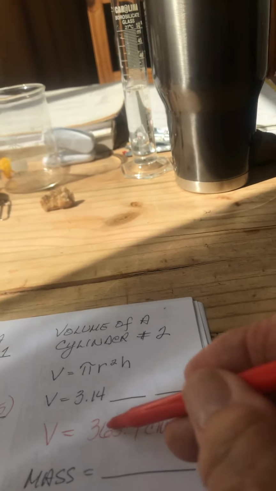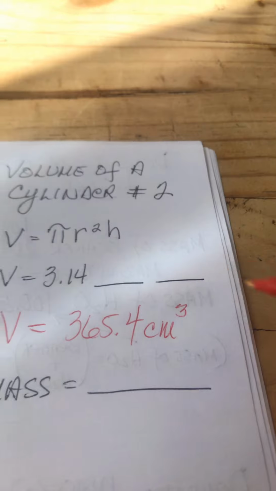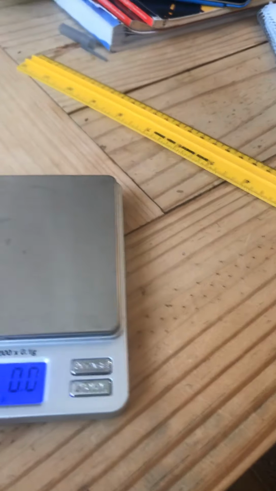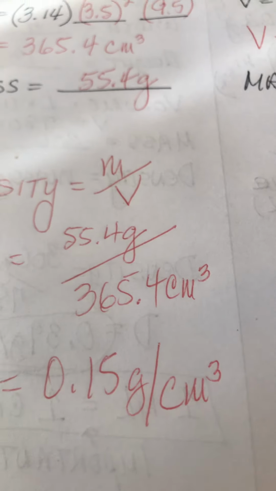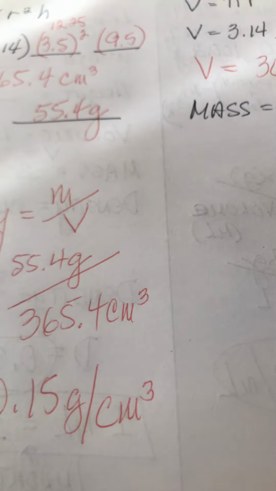It has the volume of 365.4 centimeters cubed. Now the critical thing is, does it have the same mass? Because that's the deal breaker when two things look exactly alike. The other one had a mass of 55.4 grams. Then we divided that by the volume of 365.4, and we got less than 0.15 grams per cubic centimeter for number one. So let's take a look at number two.